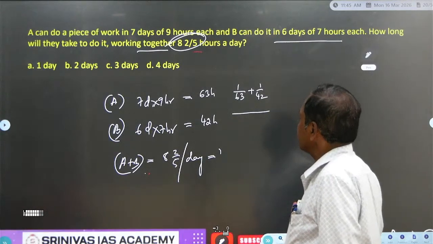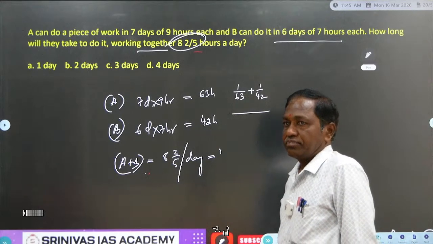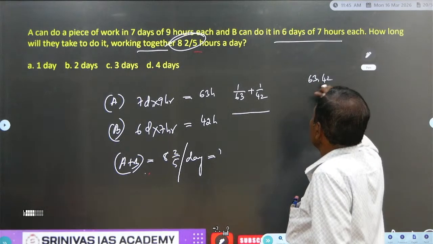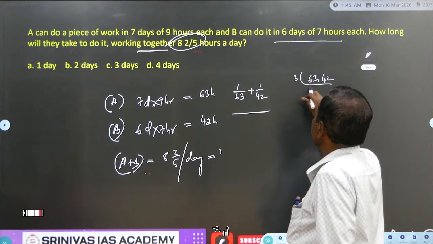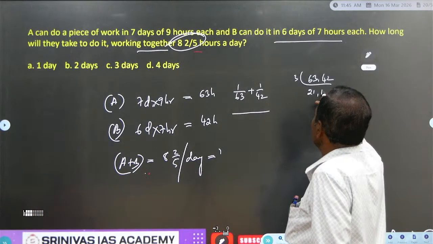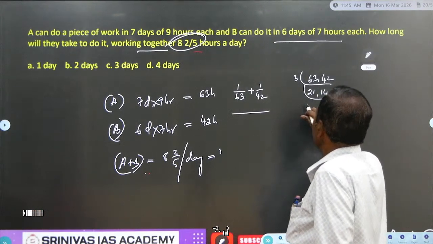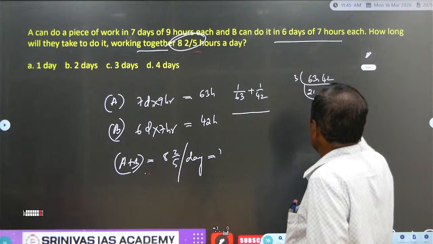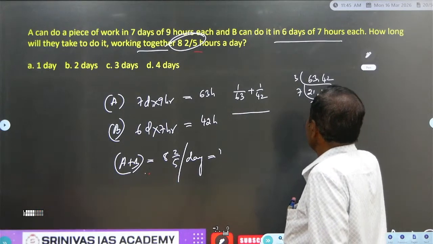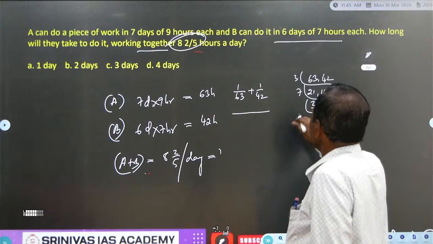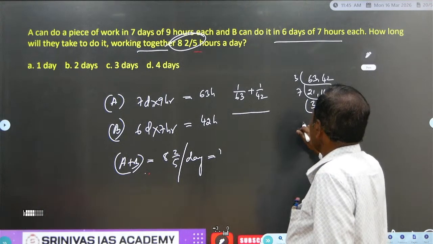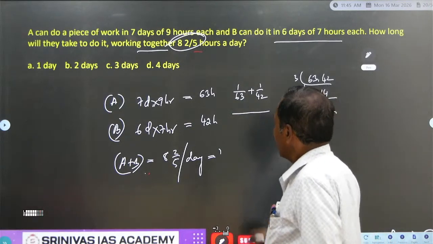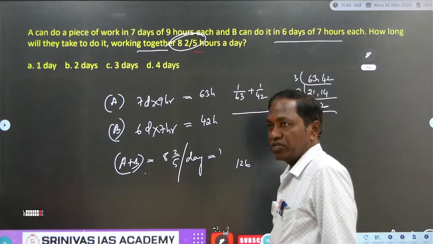What is the LCM of 63 and 42? Both are multiples of 3, no? 3 twos, 3 fours. So 3 times 7, 3 times 7 times 2. So 3 into 7, 21. 21 into 6 is 126. 126 hours are required in total, both of them together.